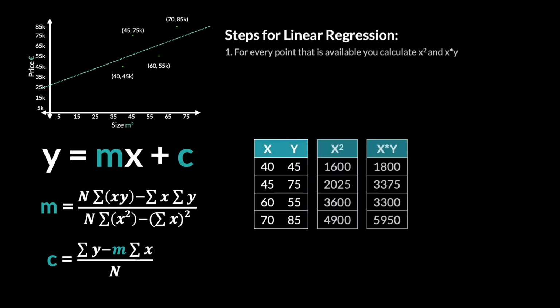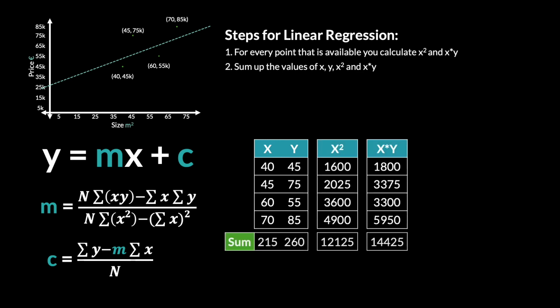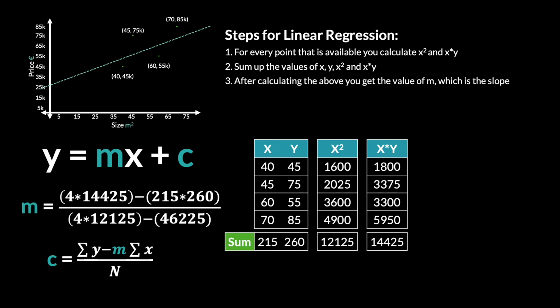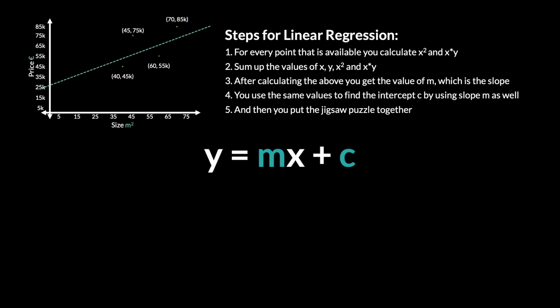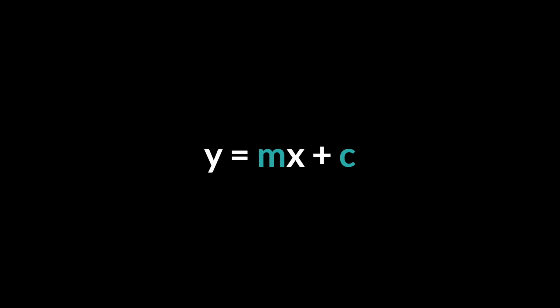The steps for linear regression are quite straightforward. We begin with plotting the values of x and y coordinates, and for every point, you calculate the value of x square and x multiplied with y. After which, you find the summation of the values of x, y, x square and x multiplied by y. And then you replace these values in the formula for the slope. After you found the value of the slope, you can then go on to find the intercept. And then you put the jigsaw puzzle together to find an equation for this line. And when you do so, you get something like that.